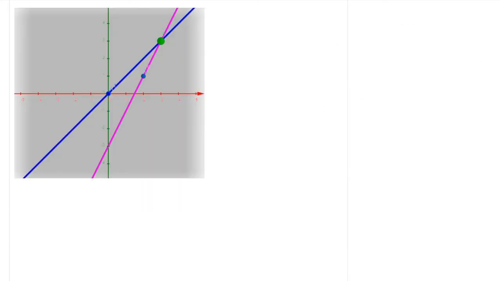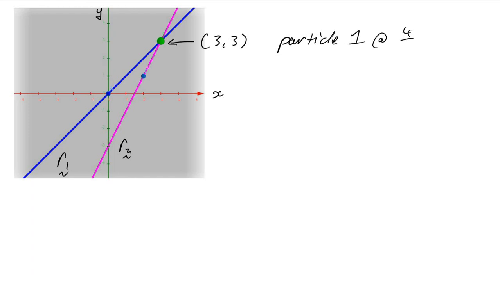And that's illustrated here. The blue line is R1. The pink line is R2. This is the x-axis, that's the y-axis. So what we have happening is this point of intersection, which we could have calculated at 3,3, but particle 1 gets there at 4/3 of a second, particle 2 gets there, particle 2's moving that way, particle 1's moving that way, particle 2 gets there at 5/4 of a second. So there will be no collision because they're at that point at different times.